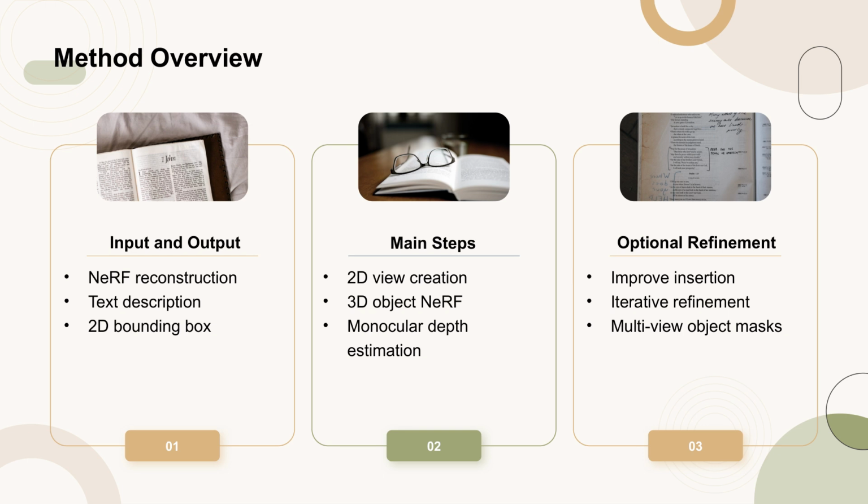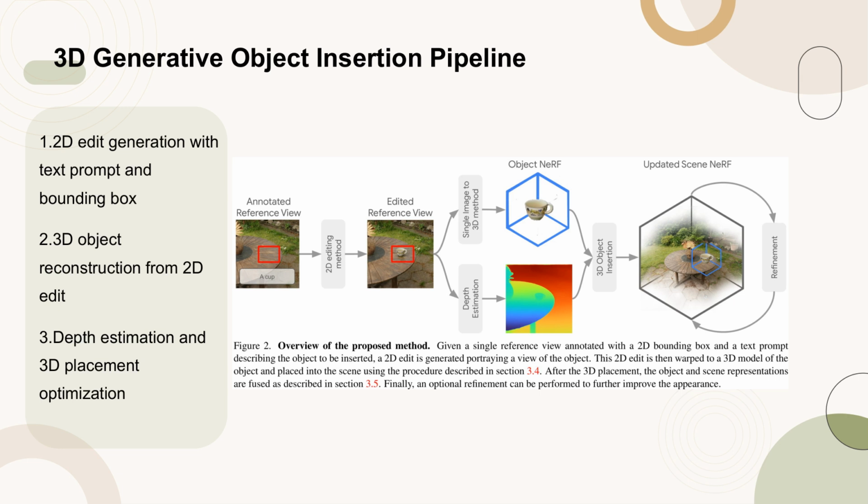The method consists of 5 main steps: creating a 2D view of the target object, reconstructing a 3D object NeRF from the generated 2D view, estimating the 3D placement of the object using monocular depth estimation, fusing the object and scene NeRFs, and optionally refining the fused 3D representation to improve the insertion. The refinement step involves rendering images from different viewpoints, refining them using a 2D diffusion model, and optimizing the NeRF. This process enhances the capability of the refinement step by focusing on more frontal views and using multi-view object masks. Figure 2 illustrates the process of inserting a new object into a 3D scene using our proposed method.